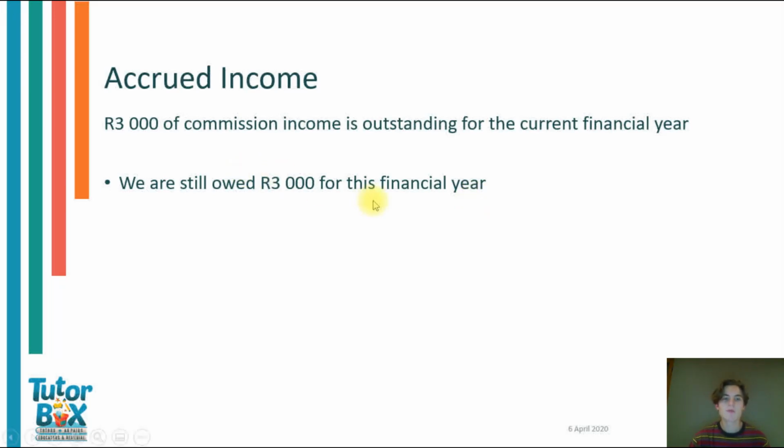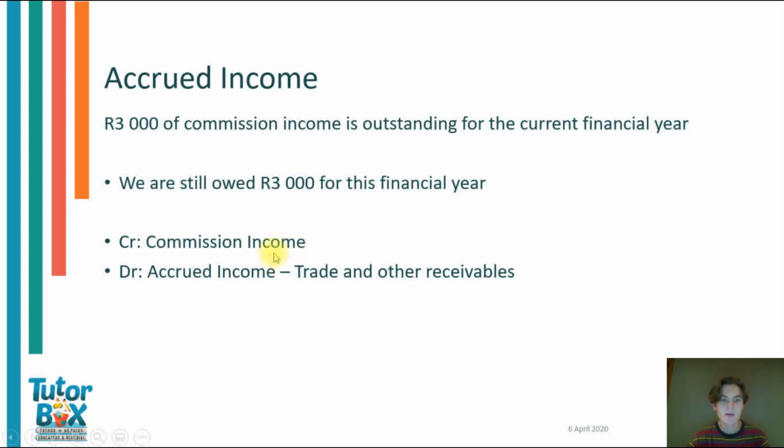In this sense, we have to create an accrued income account because we have earned this money, however, we've not been paid this money. So you'll create your accrued income account and you'll add 3,000 Rand to that, and then you have to increase your commission income account because in our commission income account, we only have the money that we have received and not the money that we should have received. So how do we record this in our financial statements? We will credit commission income by 3,000 Rand to increase it, and we will debit our accrued income. This is found in our trade and other receivables note.